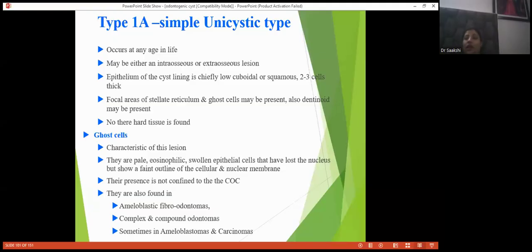Their presence is not confined to COC. If ghost cells are present, this doesn't mean that this is a COC. They can also be found elsewhere. Again, it's a very important viva question, and for the NEET question: where do you find ghost cells other than COC? You will see them in ameloblastic fibro-odontomas, complex and compound odontomas, and sometimes in ameloblastoma.